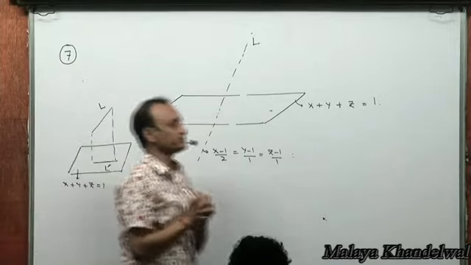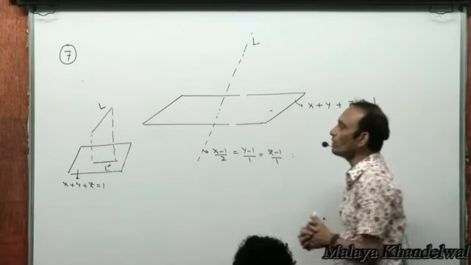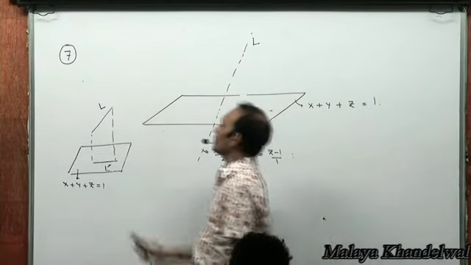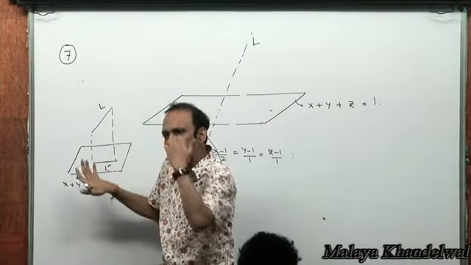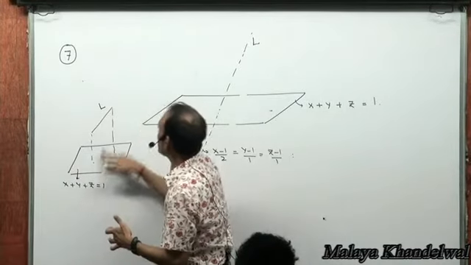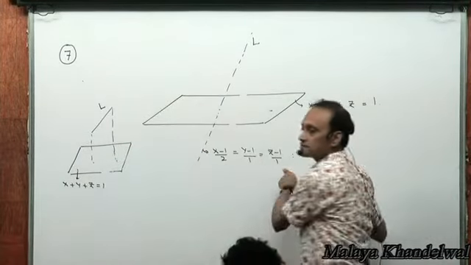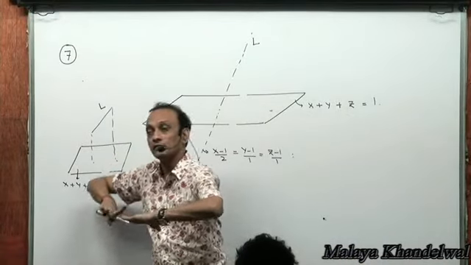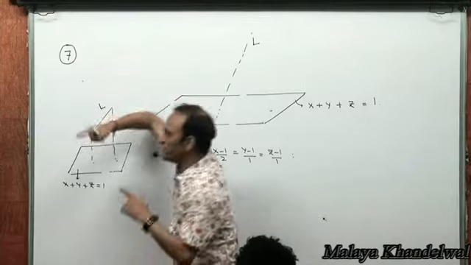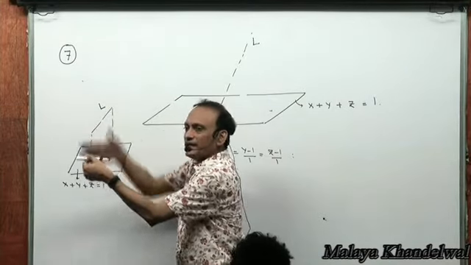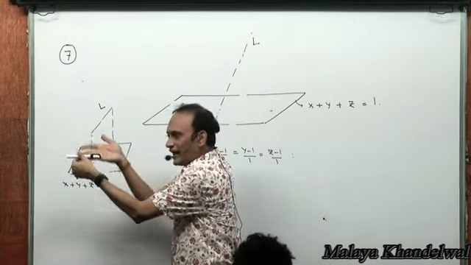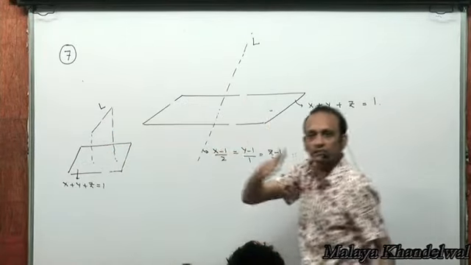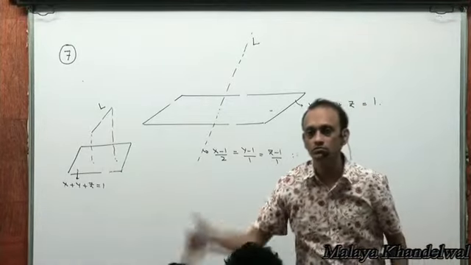First things first. In general, forget L prime for a while. Just look at this line L. Whose equation is this? How many planes will contain L? Infinity of planes. Obviously, given a line, I can draw infinite planes containing that line. Yes or no?